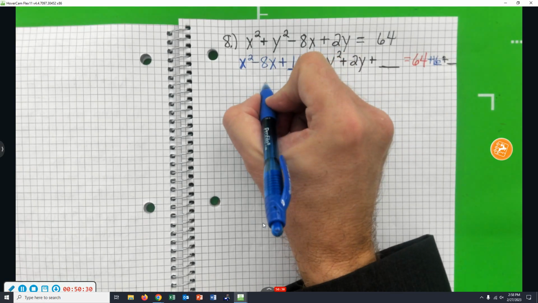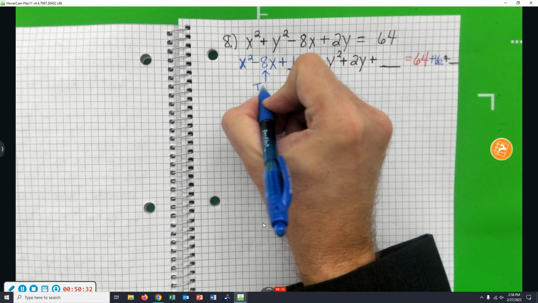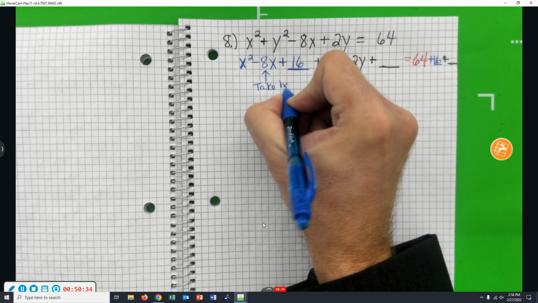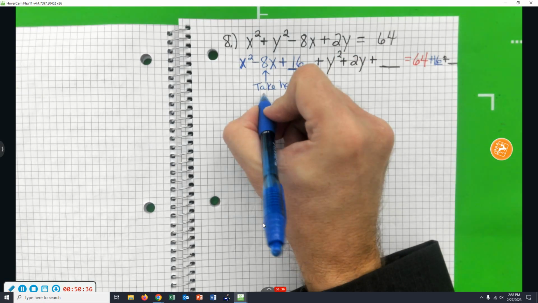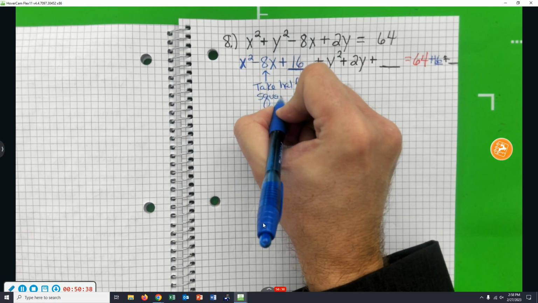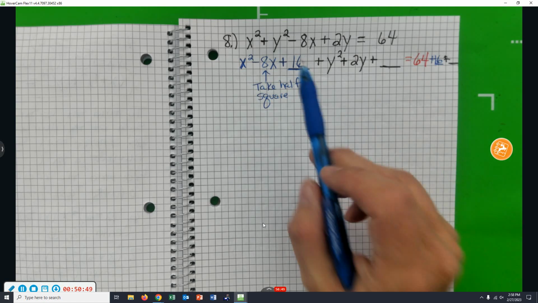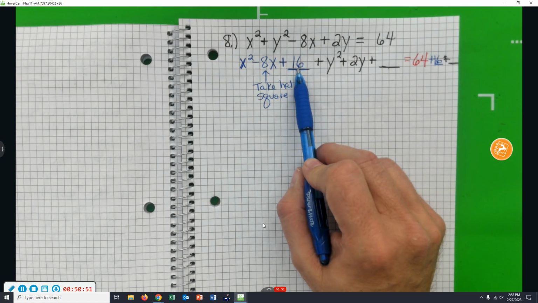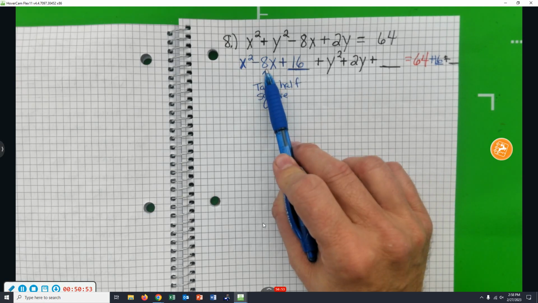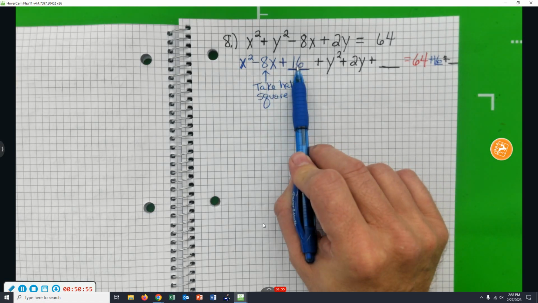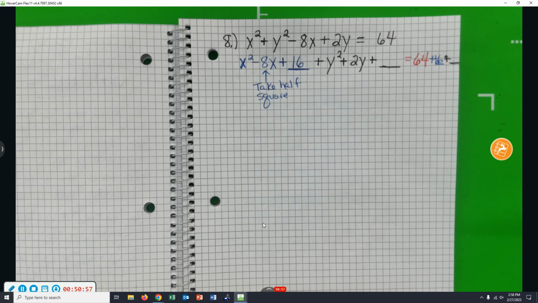Let me write out what I've done here. Take half. So I'm taking half of 8 and then squaring it. And you might say, well, wait a minute, you took half of negative 8. Yeah, I did. Half of negative 8 is negative 4. But once I square it, isn't it going to be a positive 16? So I don't worry about that sign. I just say half of 8, square it, 16. Add it to both sides.